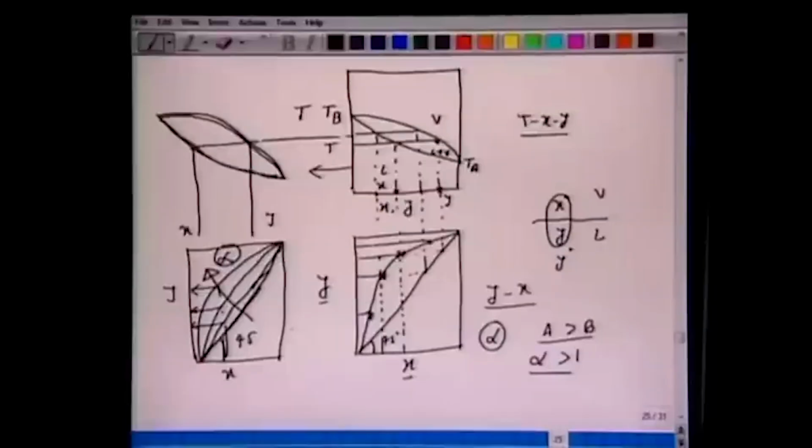Similarly, if you plot Y versus X diagram and draw this 45-degree line, if you have very small relative volatility, this curve will be very close to this 45-degree line. And if you have a larger relative volatility, that means A is more volatile than B, it exerts more vapor pressure than B, then the curve will be away from this 45-degree line. This is what we have done here.